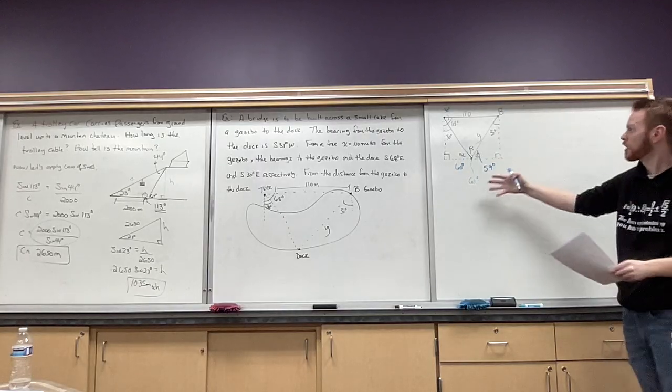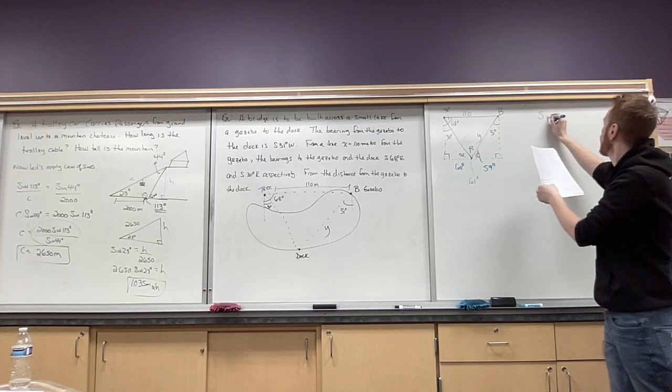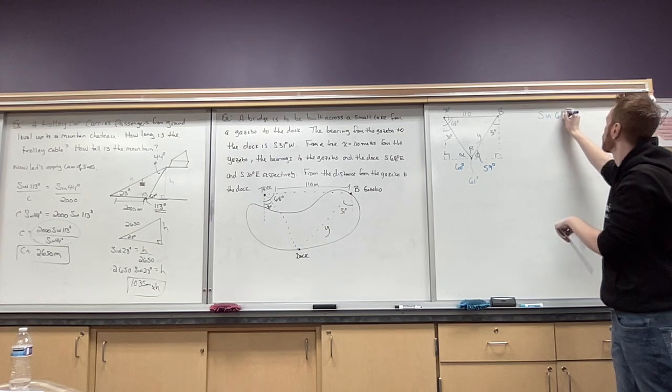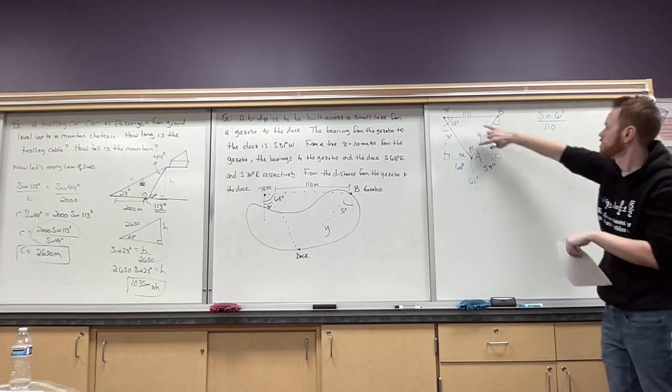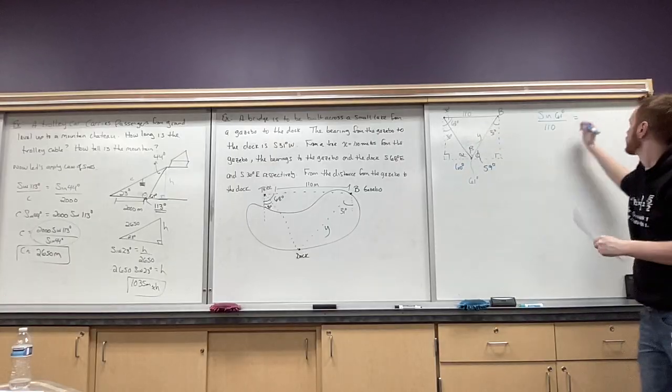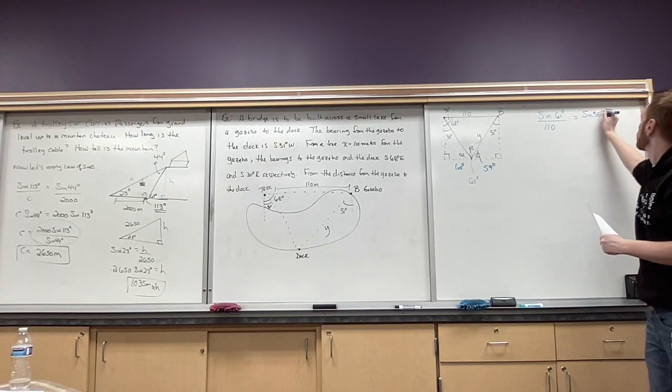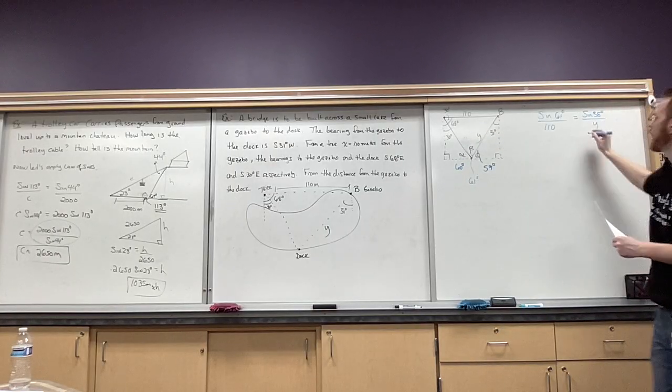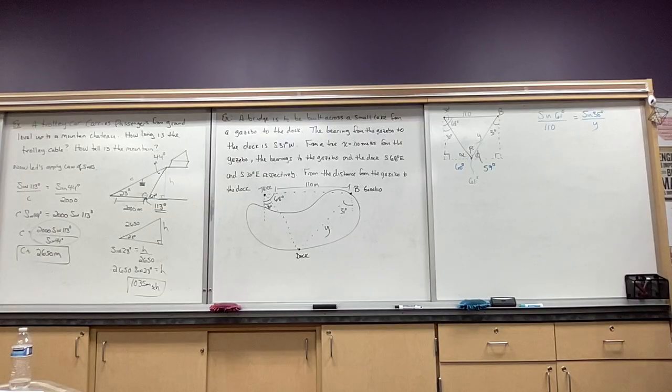Now that we have our measurements, I could do sine of 61 degrees over the 110. So again, we're pairing them up. On the other side, we'll pair these guys up. So it'll be sine of 38 degrees over y. Okay?